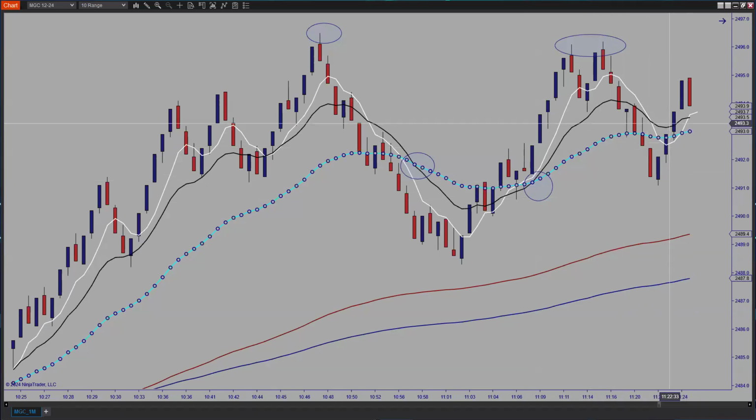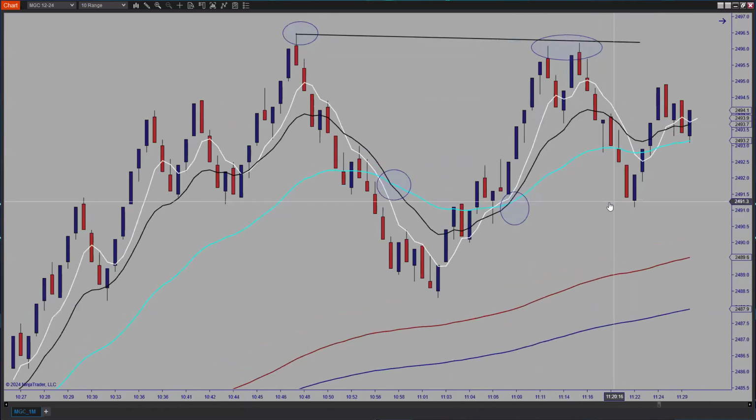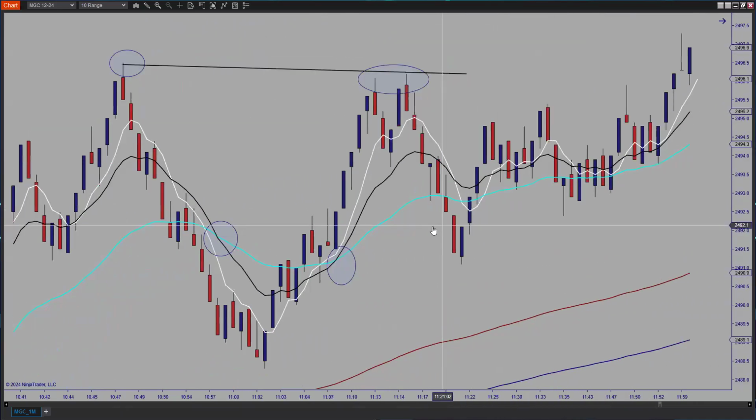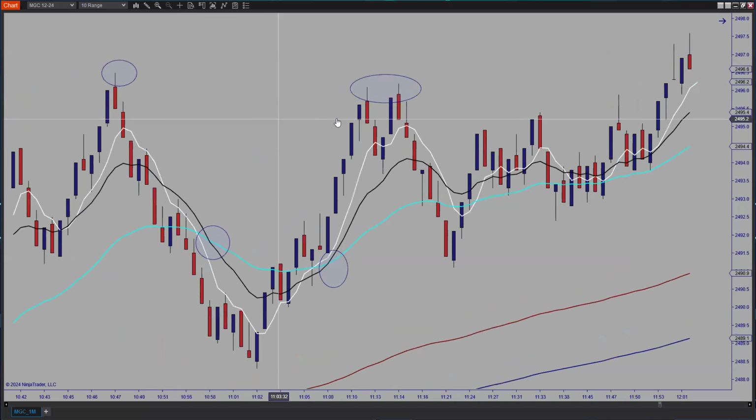The 13 did not get below the 34 on this setup right here. It did there, which is why we wouldn't trade it. But notice how this did not create a new high. So therefore, not going to work. See how far it goes sideways before it finally kicks above. So it didn't make a new high, so no trade.